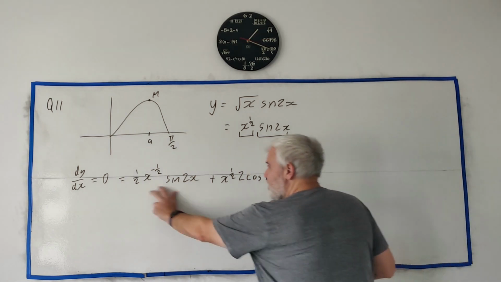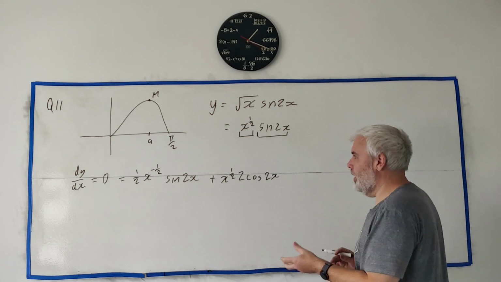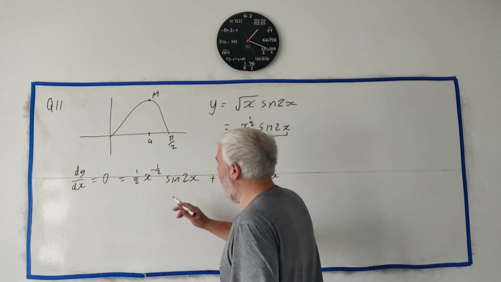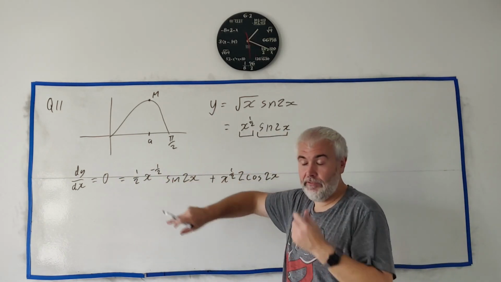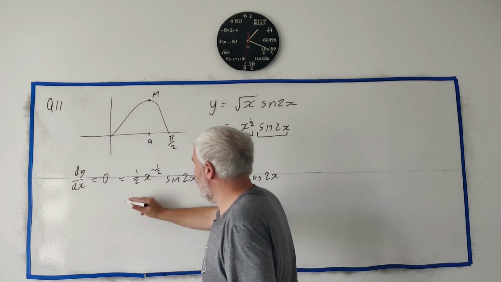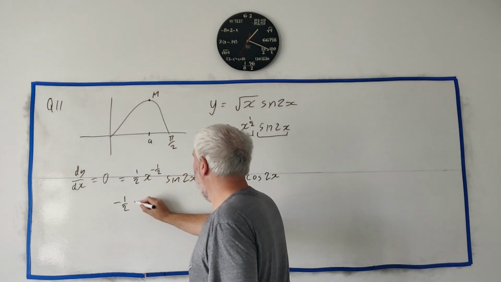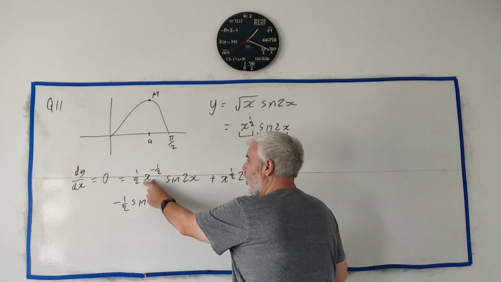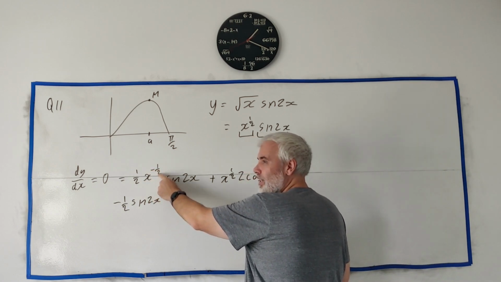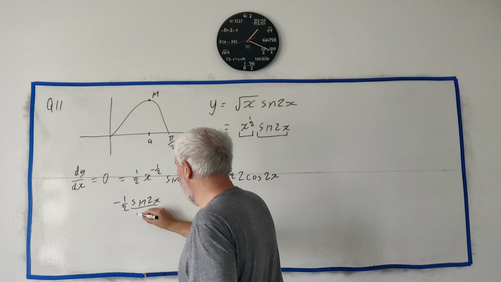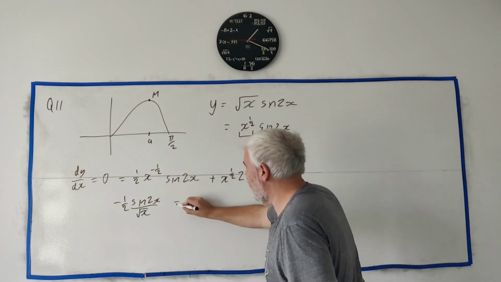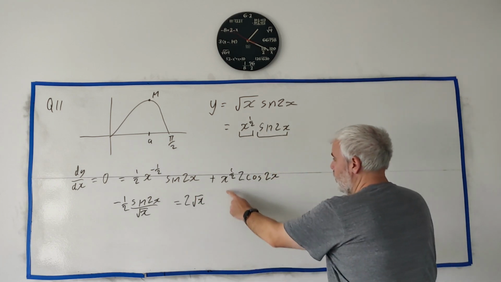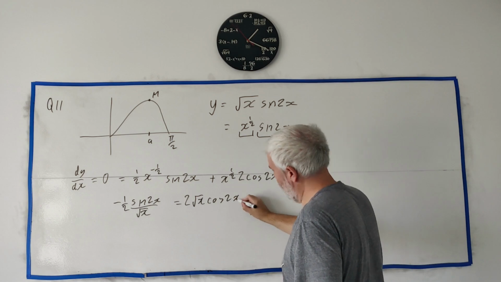Okay, this all equals 0. This is an equation. We can clean this up. Let's move one of them over the equals. Let's move this guy over the equals. And we'll change these to the power of a halves back into the square roots. So this will become minus a half times sine 2x. And this is a minus square root, so that means it's on the bottom row. So that's divided by square root of x. And we'd leave this on the other side. That'd be 2 square root of x times cosine 2x.